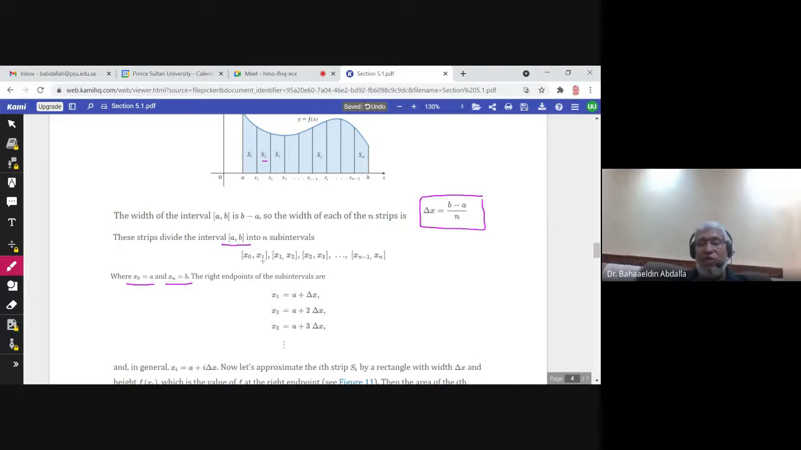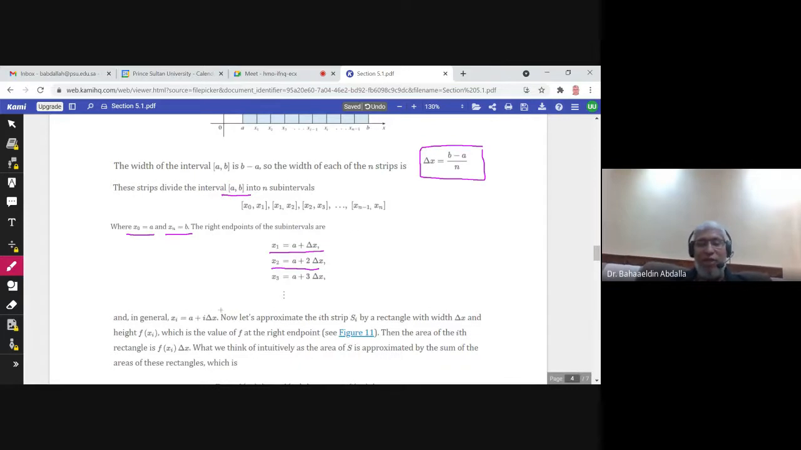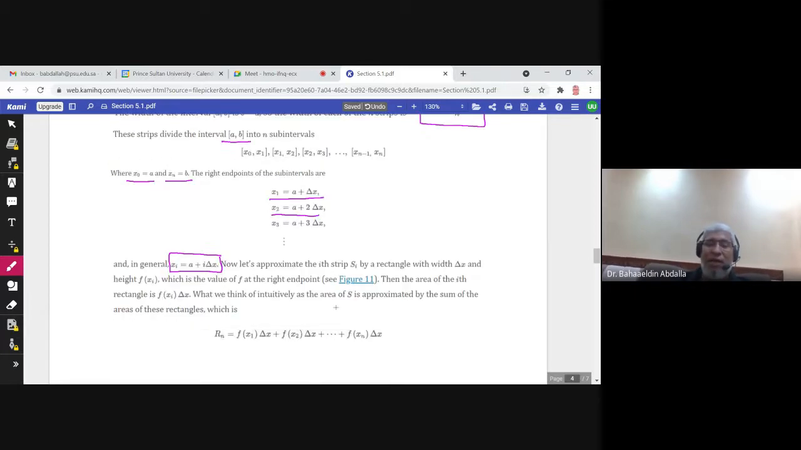Well, how to find x1? x1 would be A plus the width, which is delta x. How to find x2? It is A plus 2 delta x, and so on. So how to find xi in general? What is xi? It is A plus I times delta x. Okay, so this is how we find xi. It is A plus I times delta x.